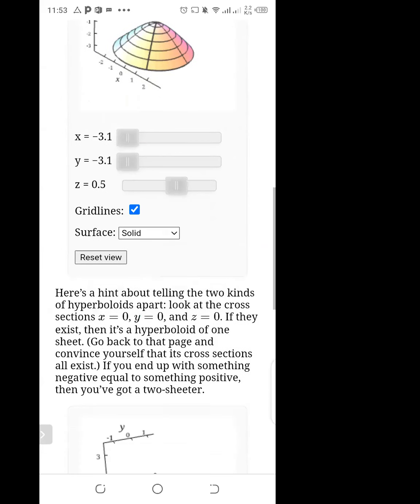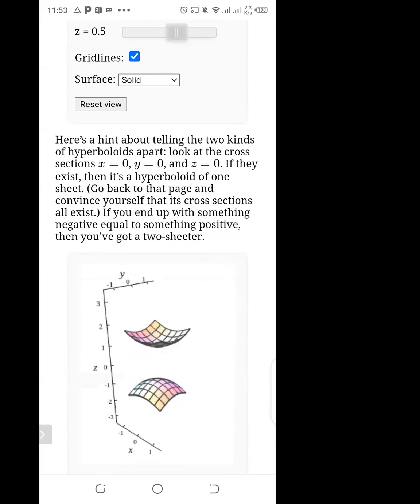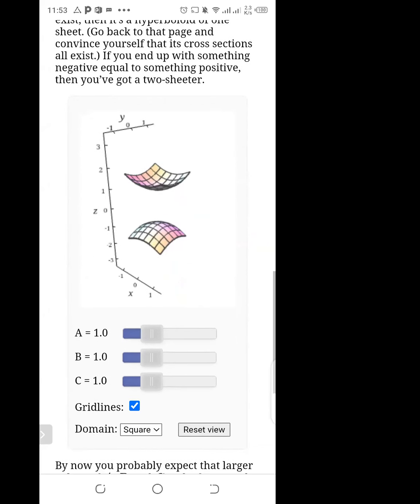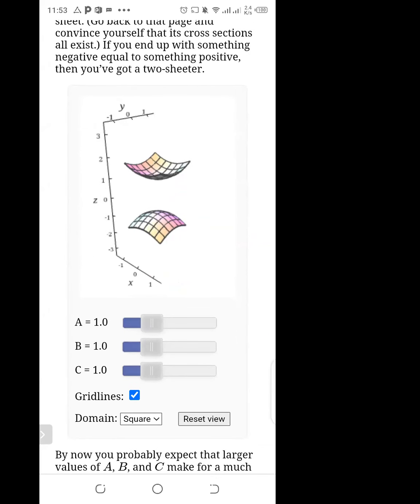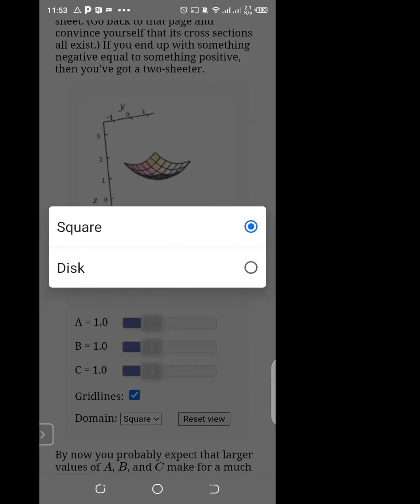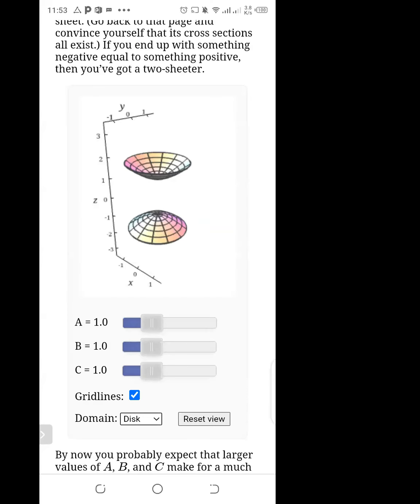Okay, this is how it looks when you get your domain. By domain, we mean you get your domain to be a square. So you're picking x and y on the xy plane to be a square. You're picking values from that square, plugging them in, and then this is what it looks like. If your domain is a disk, then it looks like this, as we've sketched it.